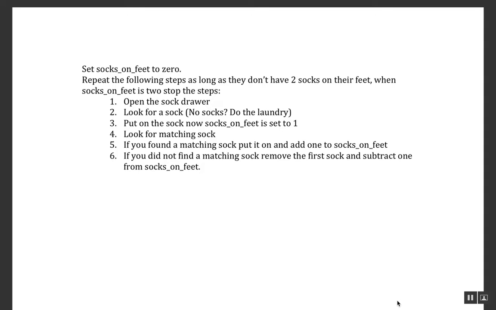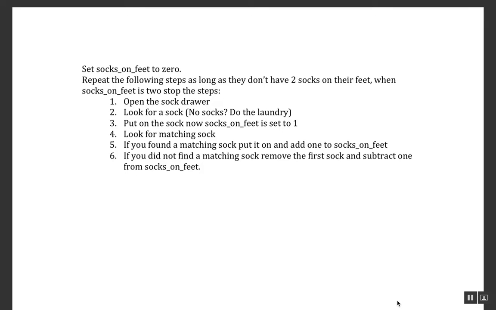And then I have 6 steps. 1, open the sock drawer. 2, look for a sock. If there are no socks, do the laundry. 3, put on the socks. Now the socks on feet will be set to 1.